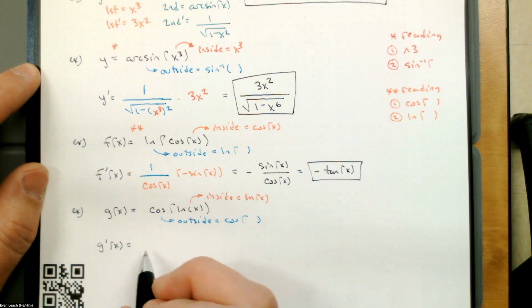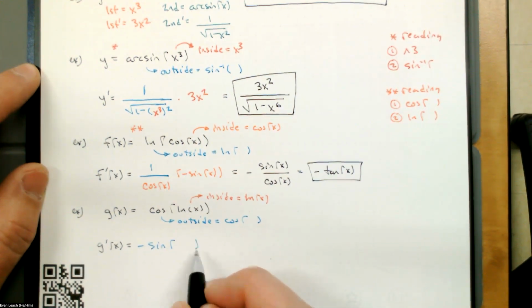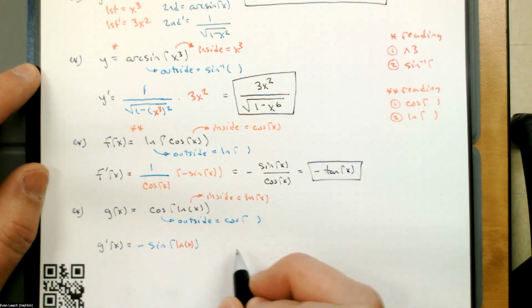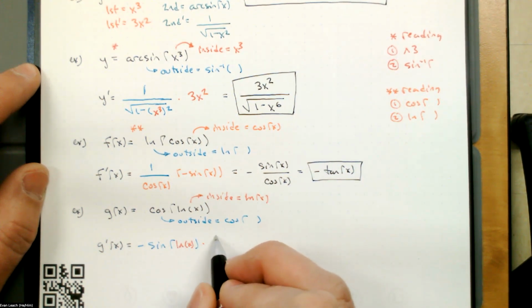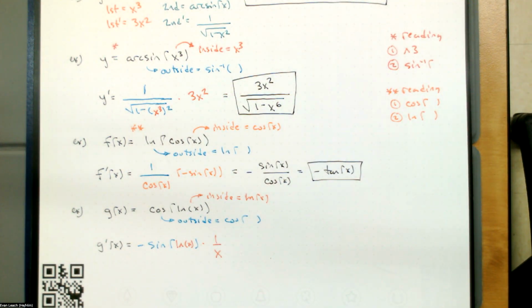So the derivative of cosine of something is negative sine of that thing times the derivative of that thing. In this case, that thing is natural log of x. And the derivative of natural log of x is 1 over x. One of my factors is just a numerator of 1, so let's take the other factor and put it on top.